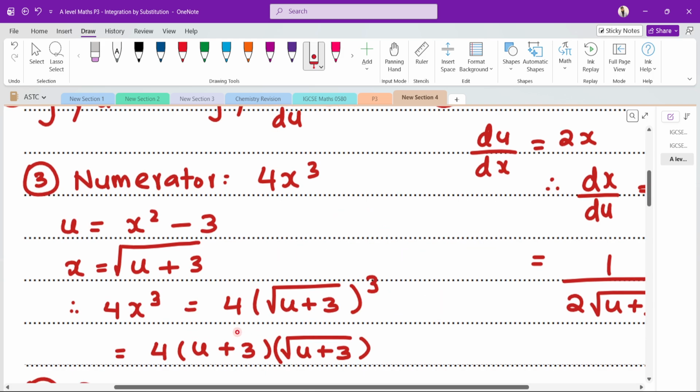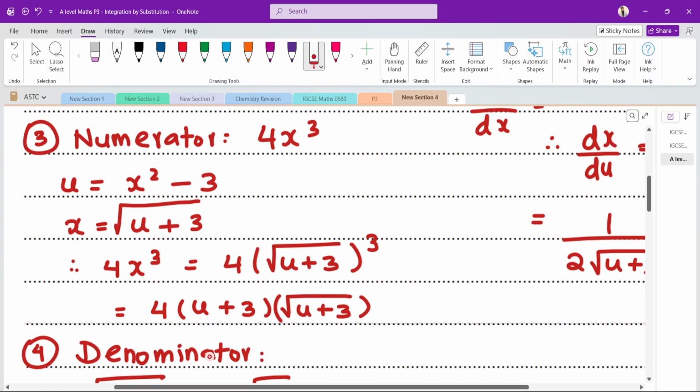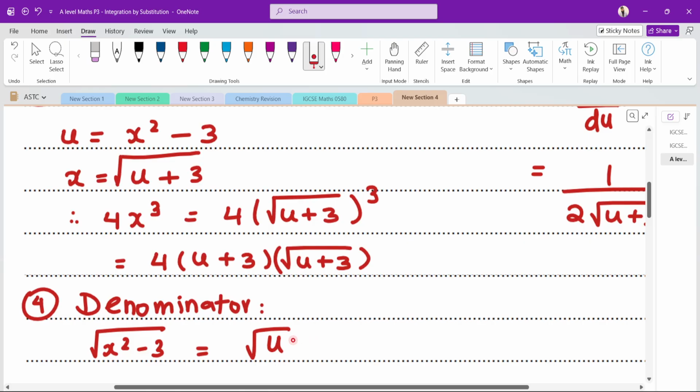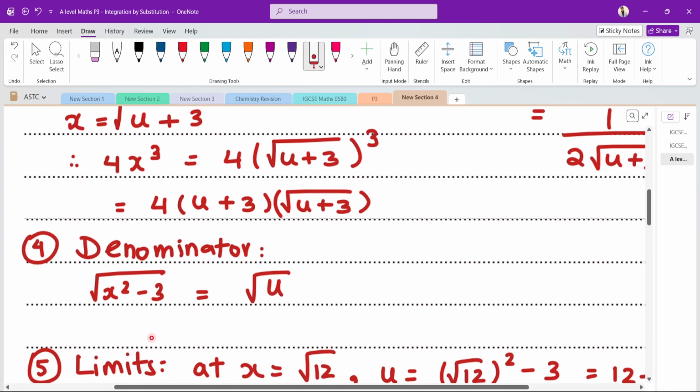Now, we're not going to expand the bracket, not just yet. We'll just leave it in this form, because the reason is maybe later on there might be some cancellations which might take place. Then step 4 is to find the denominator in terms of u. This was pretty simple, so there you go. Step 5, find the limits.